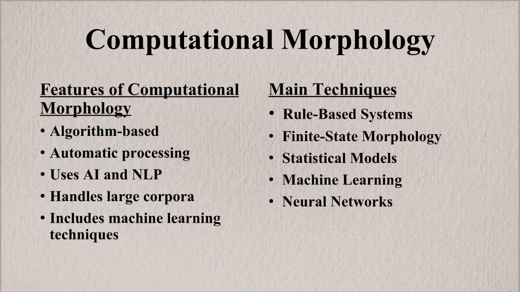Features of computational morphology. It relies on step-by-step computational algorithms for analyzing word structure. It processes linguistic data automatically without manual intervention. It integrates artificial intelligence and natural language processing methods. And it works efficiently with large collections of language data, corpora. Lastly, it applies machine learning models to improve morphological analysis and prediction. And these are the techniques used in computational morphology.